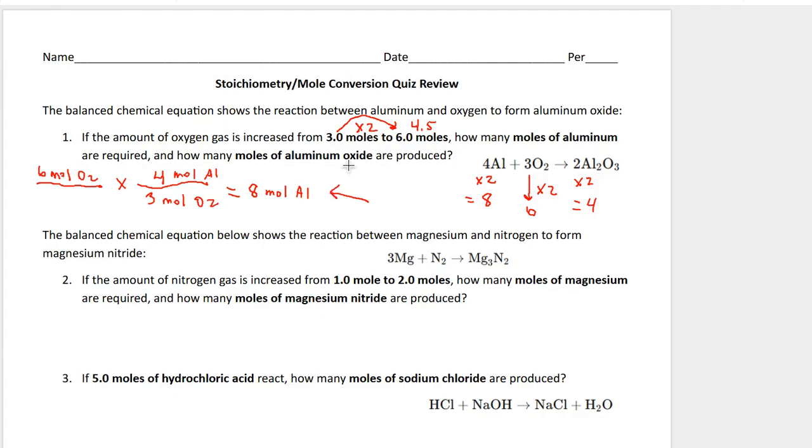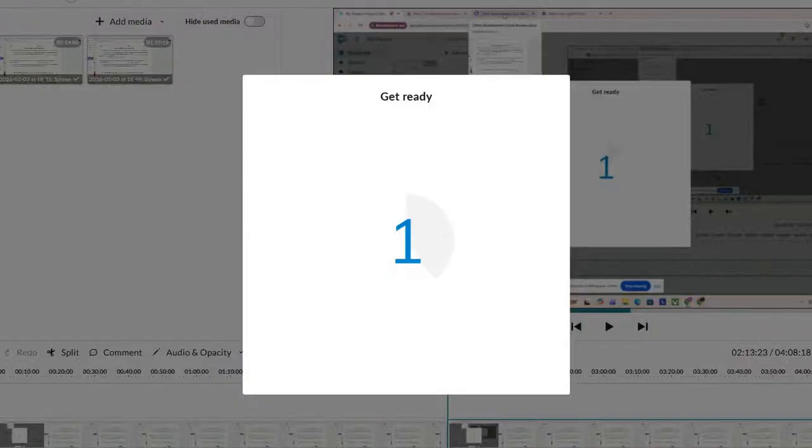Number 2 and 3 are similar. So you're going to try to do those on your own. If you have trouble, ask your neighbor. And if you still have trouble, on Friday, beginning of class, we'll work on this.